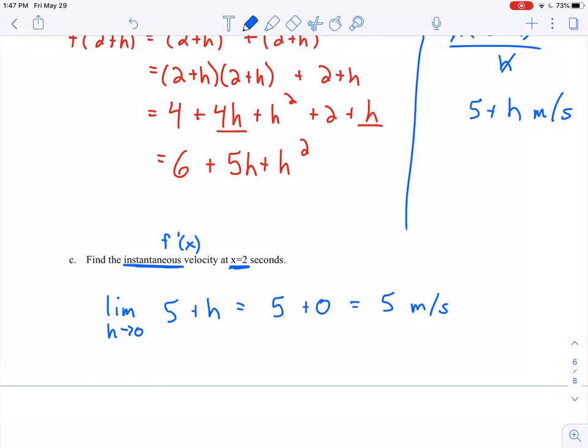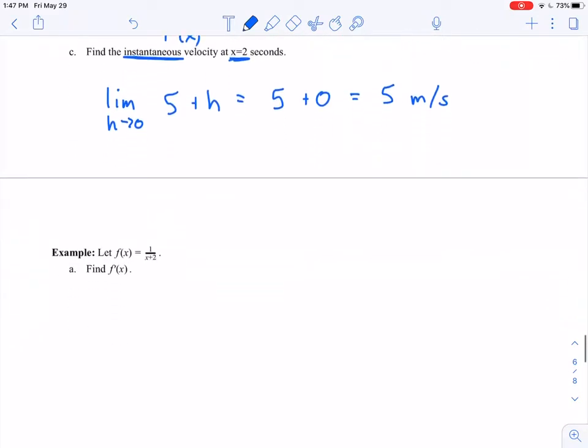So this is just kind of a quick example to show how the derivative applies to velocity and how those two things, I almost want them to mean exactly the same thing. When you think of velocity, you should also be thinking about the derivative.